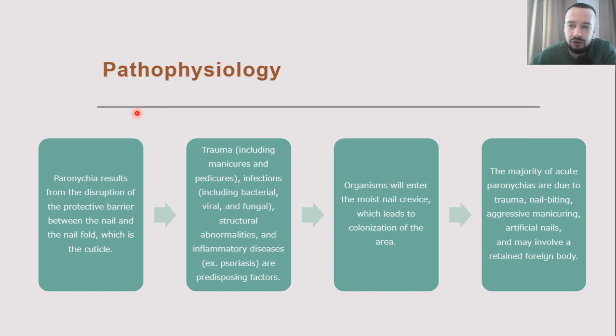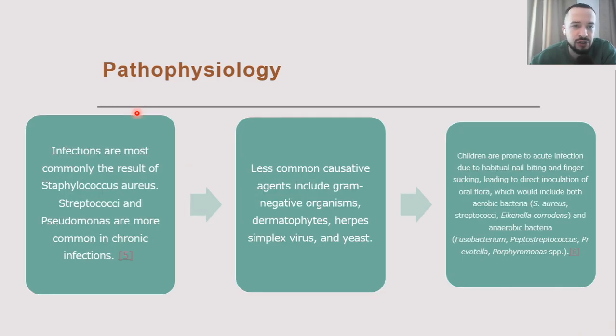The majority of acute paronychias are due to trauma, nail biting, aggressive manicuring, artificial nails, and may involve a retained foreign body. Infections are most commonly the result of Staphylococcus aureus. Streptococci and Pseudomonas are more common in chronic infections. Less common causative agents include gram-negative organisms, dermatophytes, herpes simplex virus, and yeast.